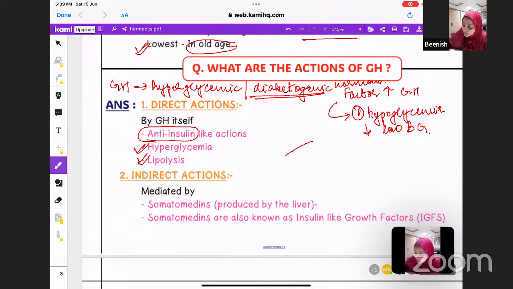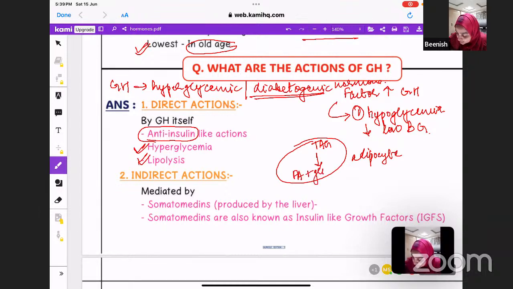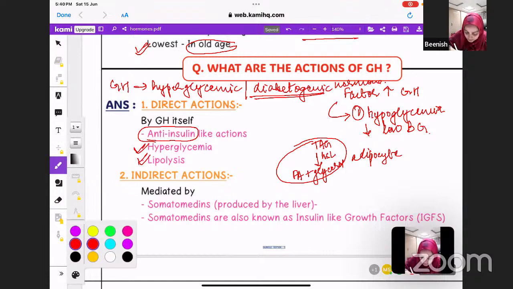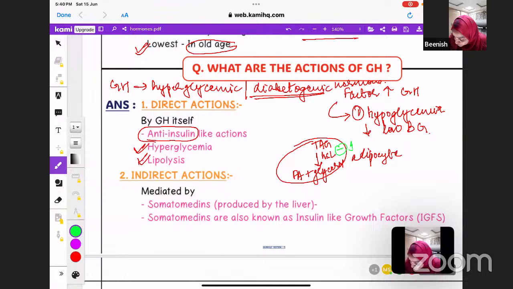If you remember, I had told you, assume this is an adipocyte, and what was happening? Your triacylglycerol was broken down into free fatty acid plus glycerol via hormone sensitive lipase. Now this hormone sensitive lipase was being inhibited by insulin. So if insulin inhibits hormone sensitive lipase, that means lipolysis, hydrolysis of TAG, is not taking place. And glucagon was activating this hormone sensitive lipase. Since growth hormone is acting in contrast to insulin, which inhibits lipolysis, your growth hormone is going to enhance or favor lipolysis. So that was about the direct actions of growth hormone.